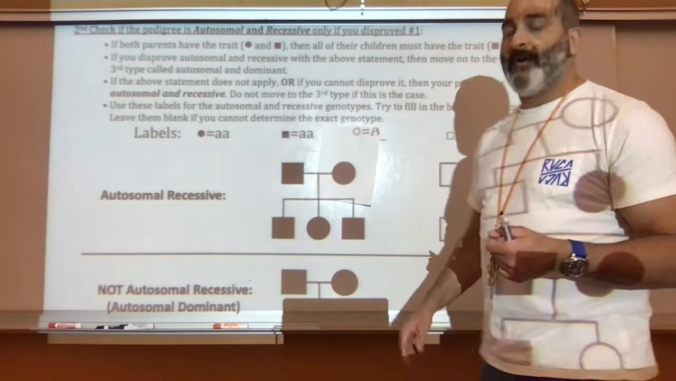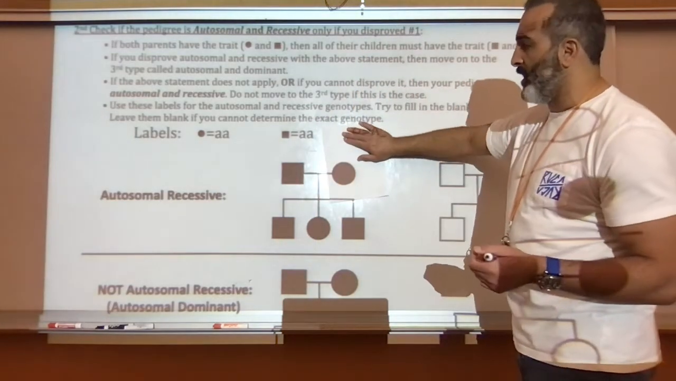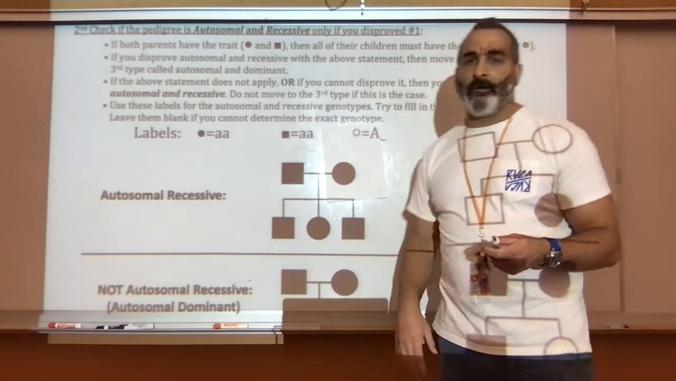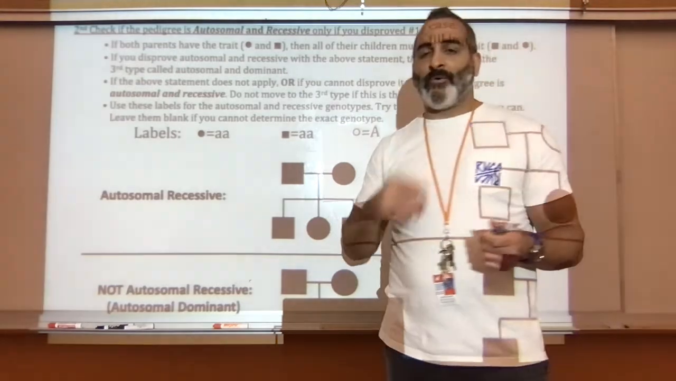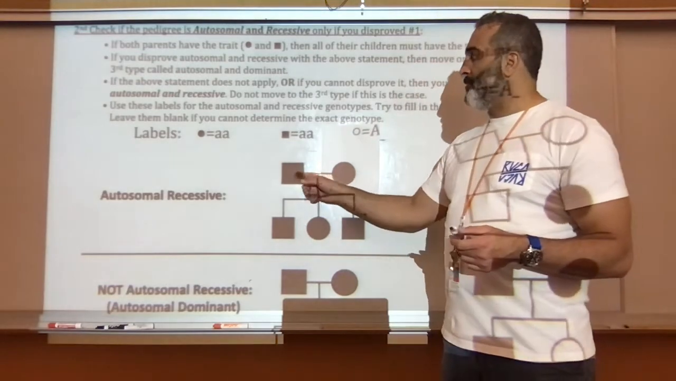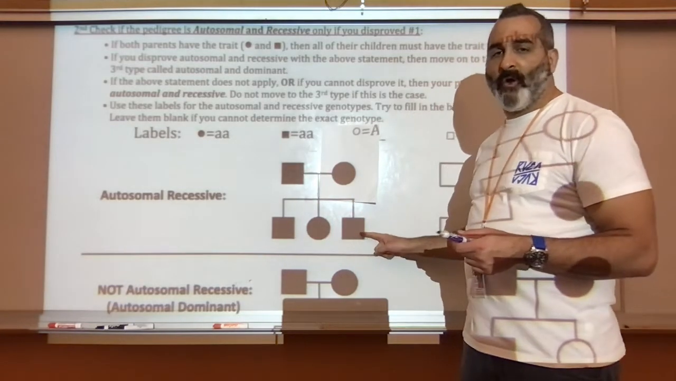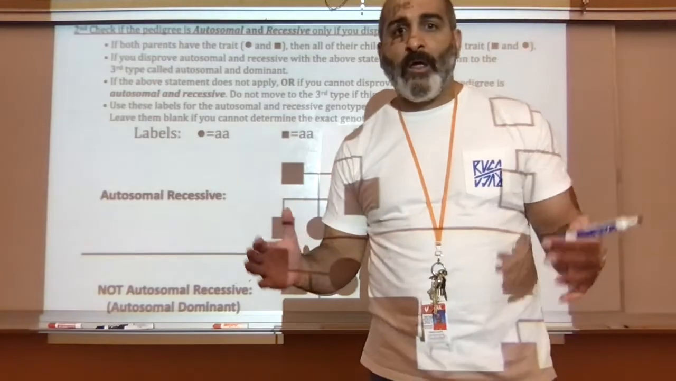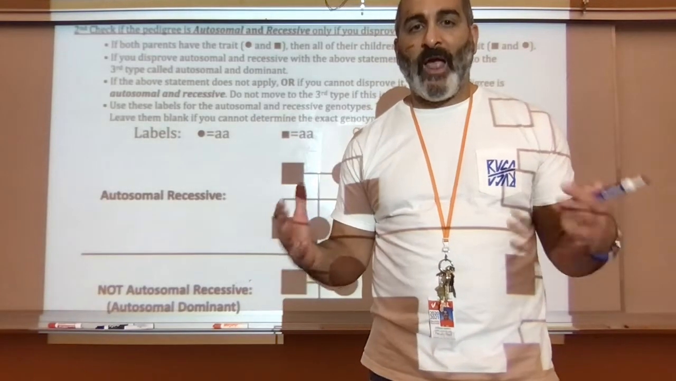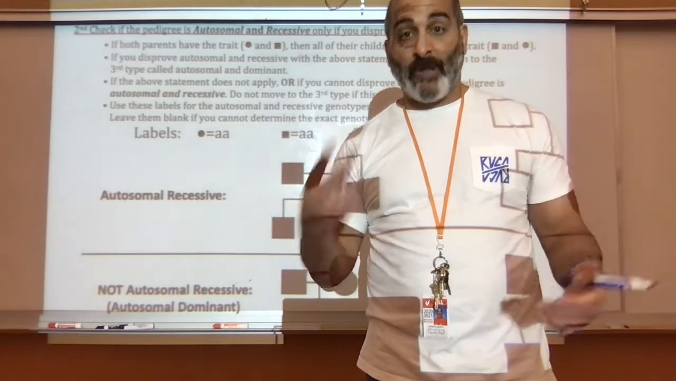If you can't prove your pedigree to not be sex-linked, then you have sex-linked, okay? So let's look at this first one right here. Mom and dad both have it, and all of their kids have it. Well, that is our one and only rule that we have for this number two type.